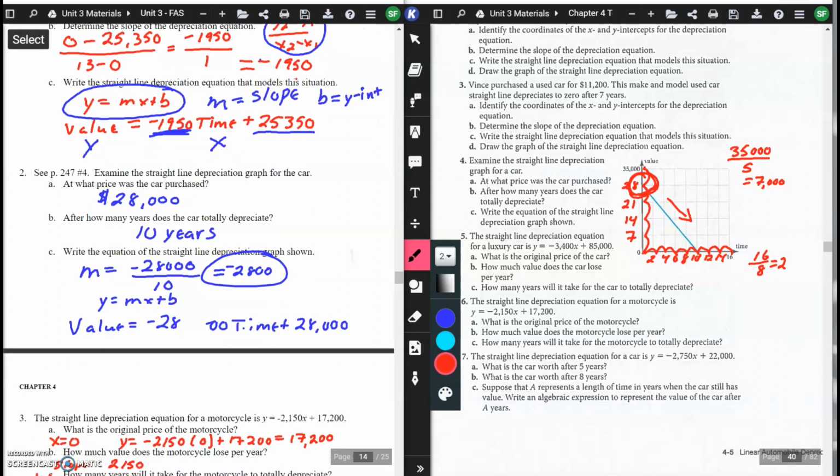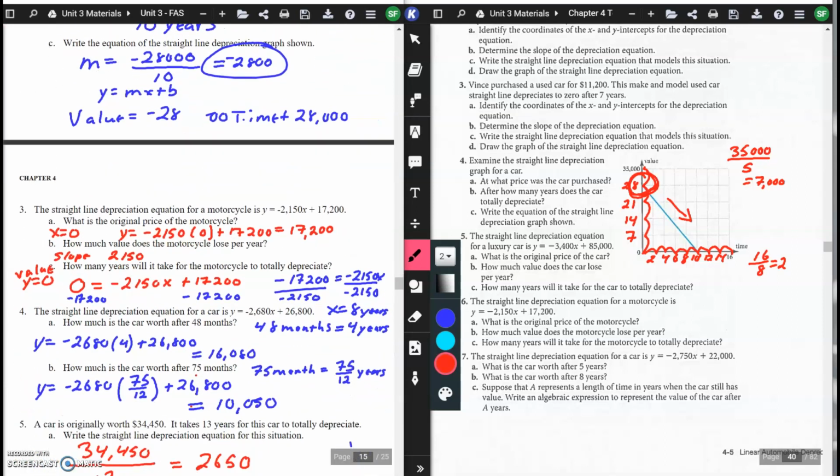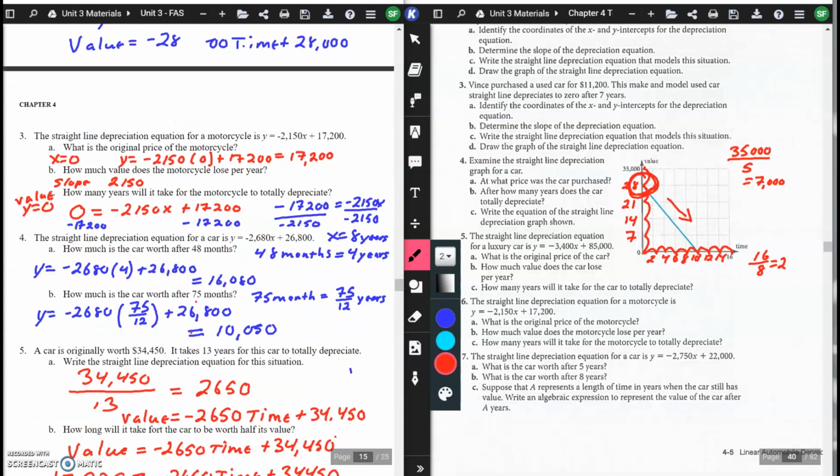Question number 3. The straight line depreciation equation for a motorcycle is y equals negative 2150x plus 17,200. What is the original price of the motorcycle? The original price in these equations is always your y-intercept, which is right here. The original price was 17,200, because when x is 0, that's when your original price is kicking in.